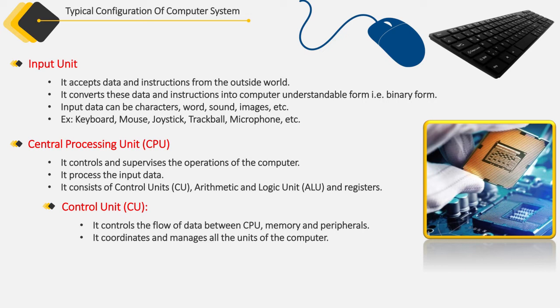Control unit. The control unit, or CU, controls the flow of data between the CPU, memory, and peripherals. It coordinates and manages all the units of the computer. When the control unit receives an instruction set or information, it converts it into control signals. Then these signals are sent to the central processor for further processing.